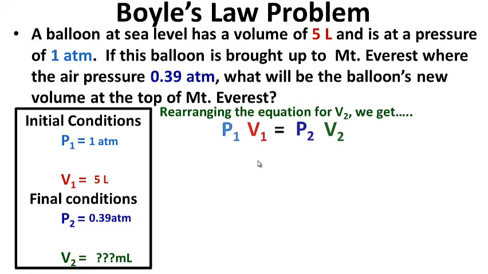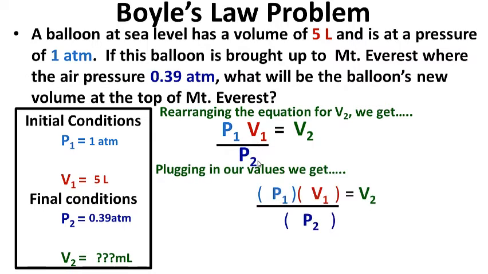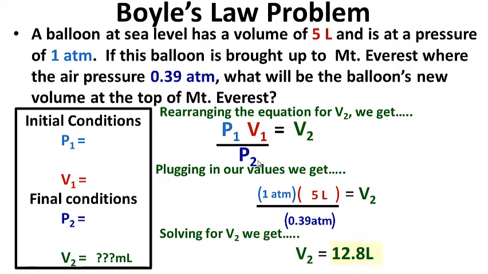Okay, so let's rearrange the equation for V2. We get the following equation. And let's substitute our values in. Okay, we got 1 atmosphere of pressure, a volume of 5 liters, and a pressure of 0.39 atmosphere gives us 12.8 liters.